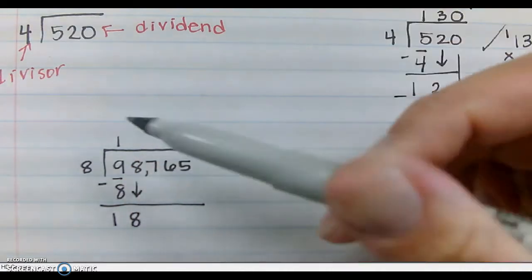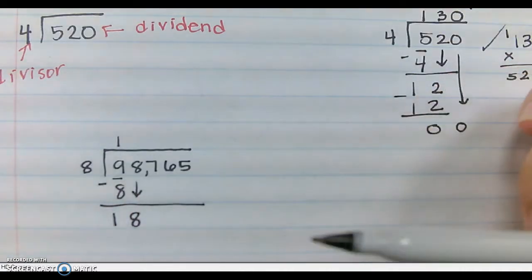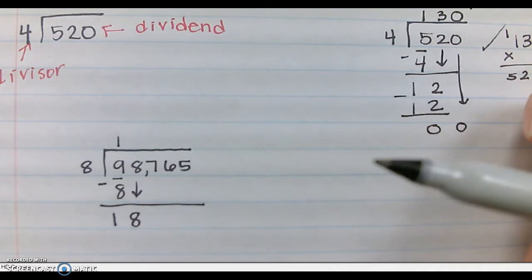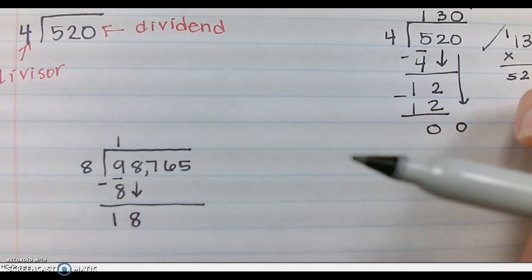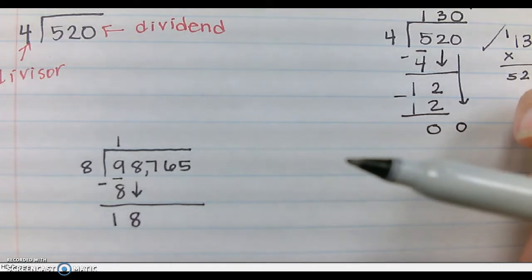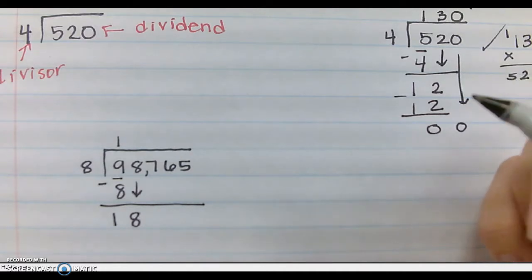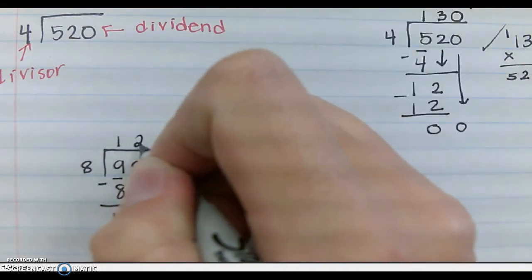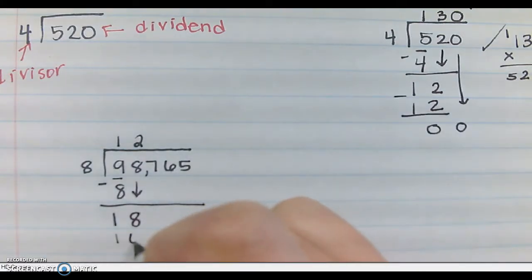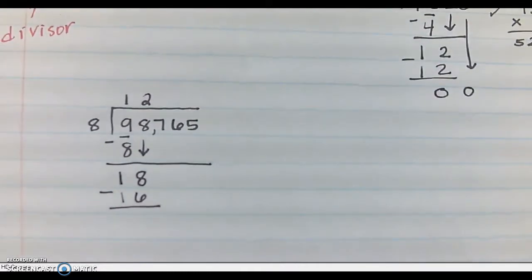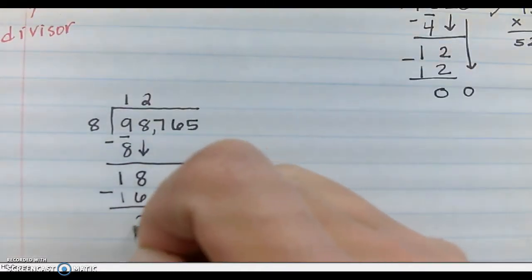18. 8 times something equals 18. Well, in the back of my mind, I know 8 times 2 is 16. And I can't do 8 times 3 because it'll go over 18. So I'm going to stick with 2. I'm going to put 2 up in the quotient because that's my answer. 8 times 2 is 16. Subtract. So I subtract and I get 2.